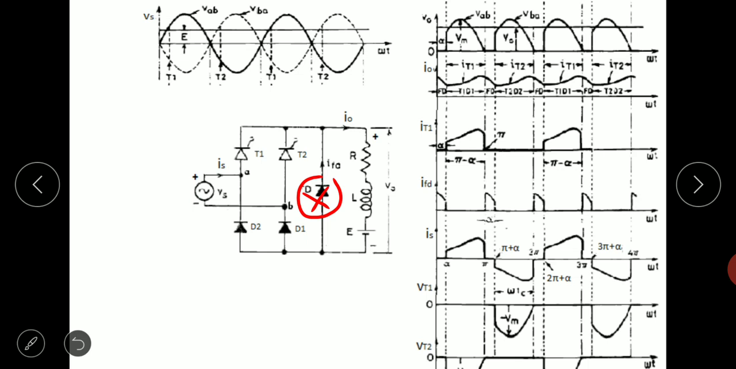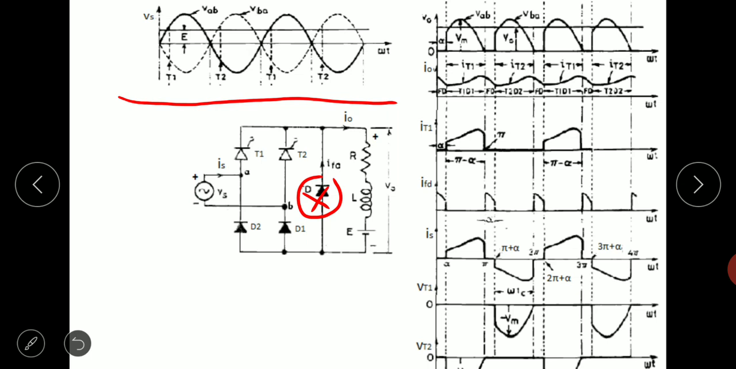If you observe our waveform, VAB is Vm sin omega t and VBA is minus Vm sin omega t, the opposite of Vm sin omega t. We will have both these voltages on our output side, hence we have Vm sin omega t as well as minus Vm sin omega t in our waveform.